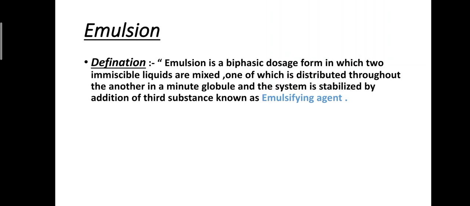Definition of emulsion. Emulsion is a biphasic dosage form in which two immiscible liquids are mixed, one of which is distributed throughout the other in minute globules, and the system is stabilized by the addition of a third substance known as an emulsifying agent. This is the very simple definition of emulsion.